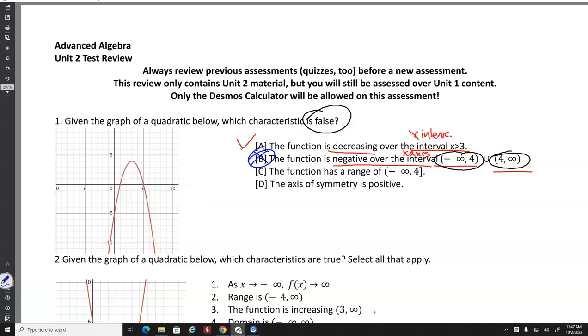Just to make sure, the function has a range of negative infinity to 4. Okay, this is correct. This is negative infinity right here, and we stop at 4 in the y value. And then the axis of symmetry is positive 3. Again, another correct statement because it crosses through positive 3. So B was our false statement.